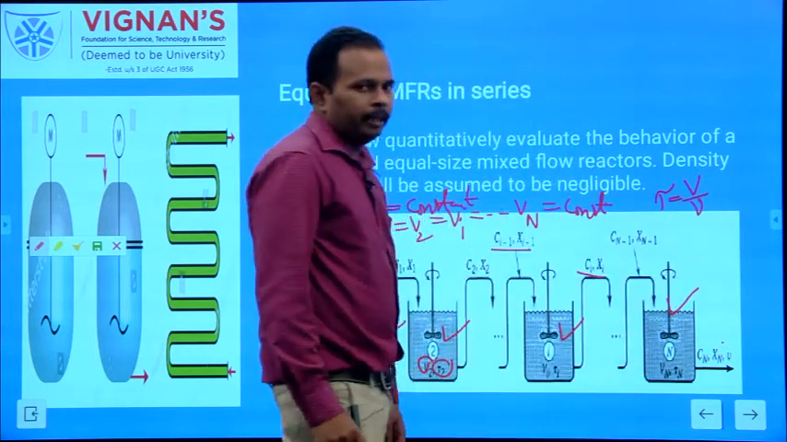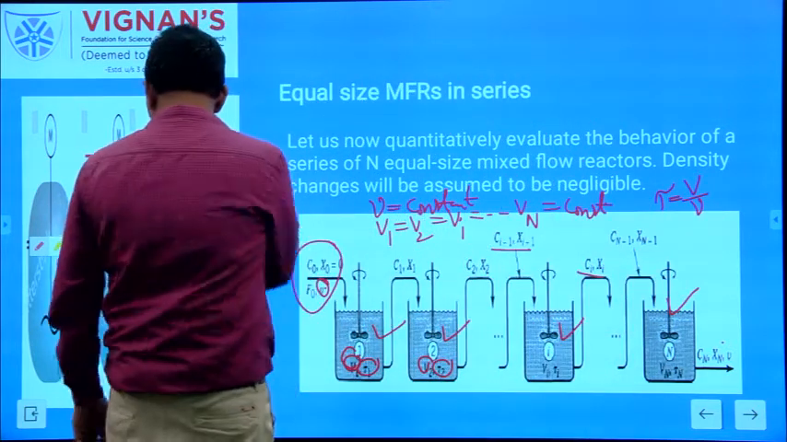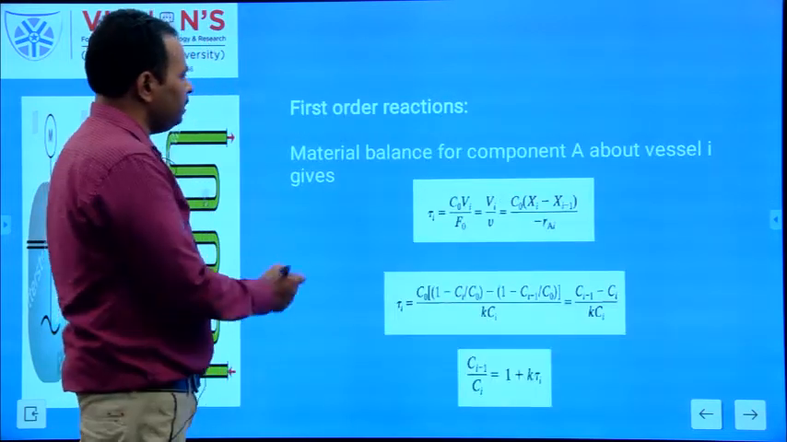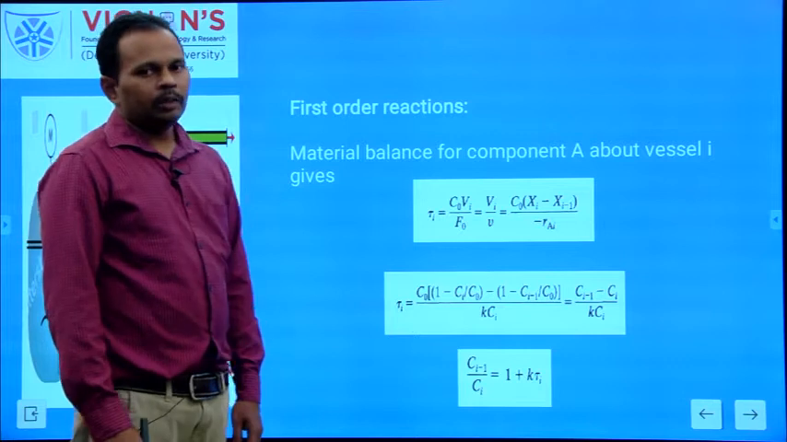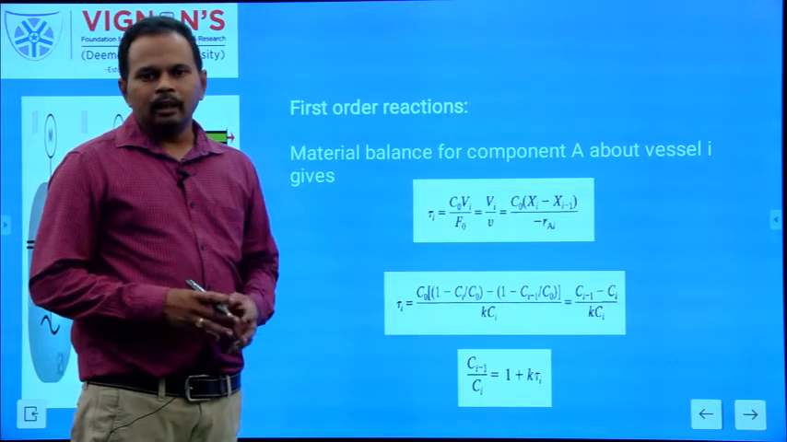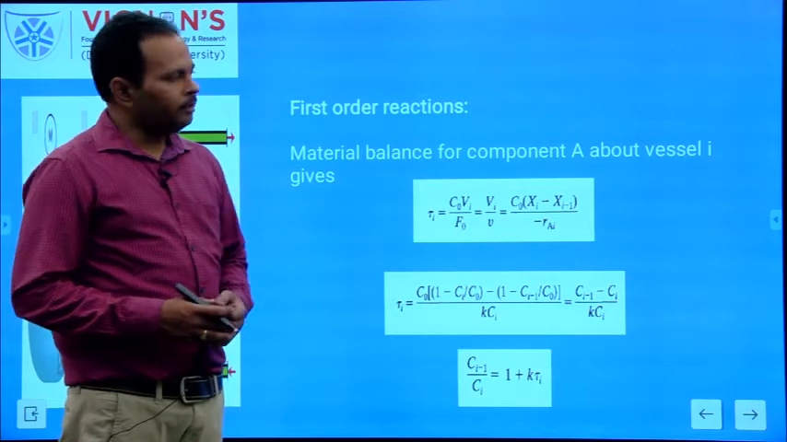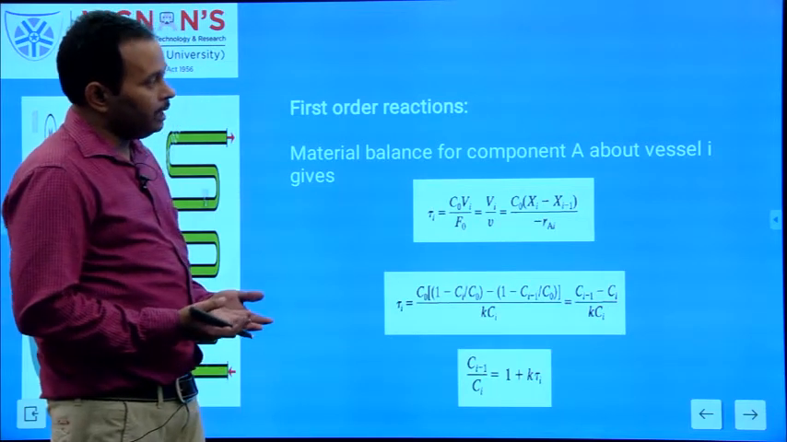Since tau is equal to V by nu. From this one, in the next step you can do this as follows. Here, apply the material balance for component A about the ith vessel. We already developed the performance equation for a single PFR in the previous classes. With the help of this equation, you can apply it for the ith reactor.